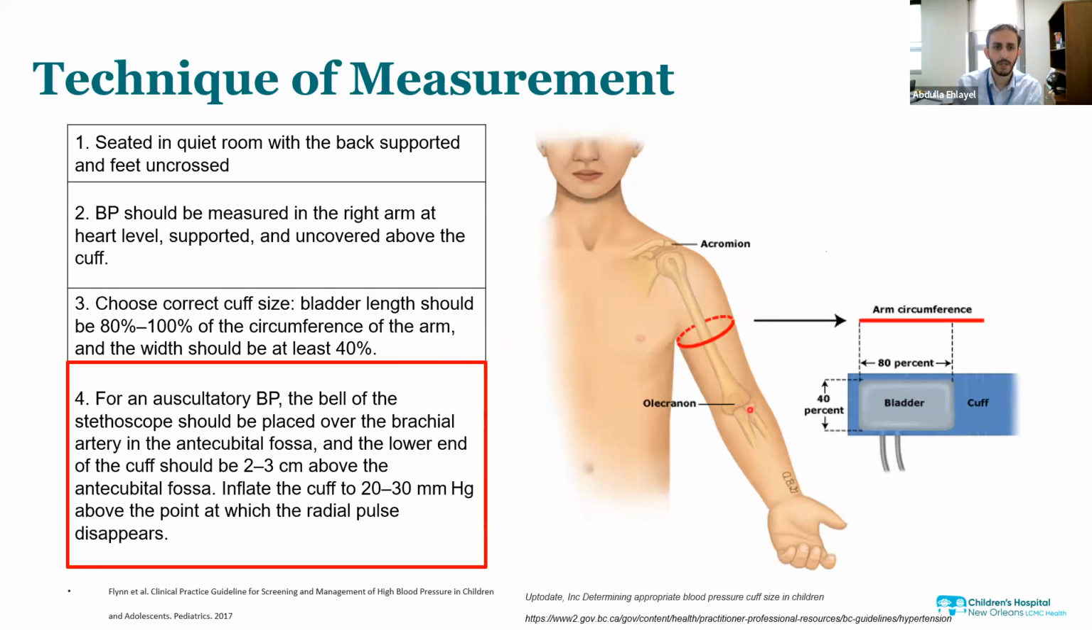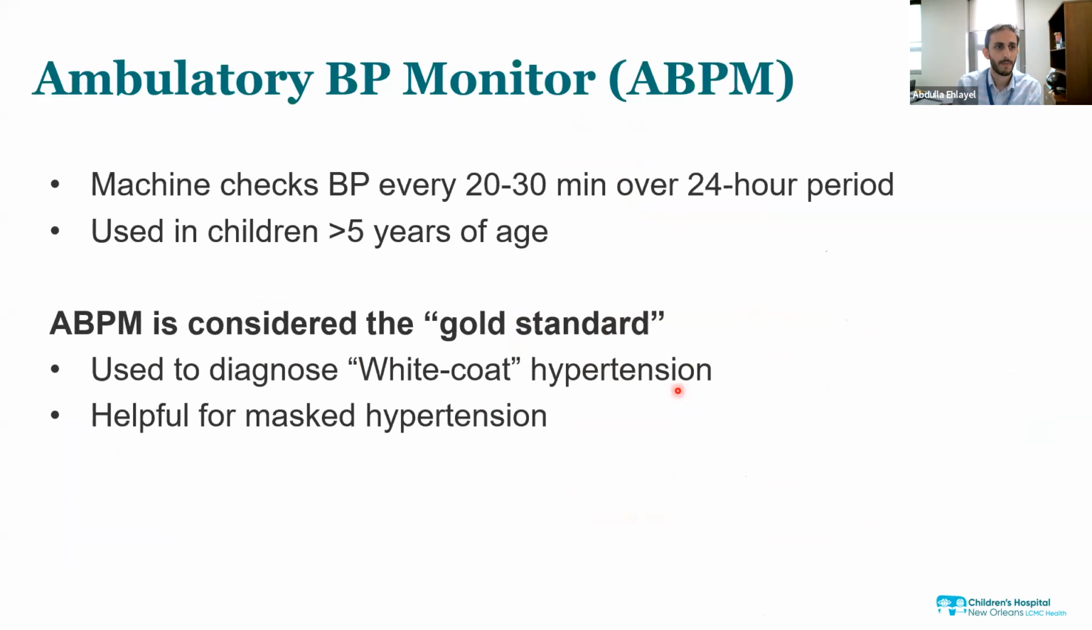And then with auscultation, the bell should not be underneath the cuff. The cuff should be 2 to 3 centimeters above the antecubital fossa, and you can listen to the brachial artery at the elbow. So this is the standard, the classical one that we use.